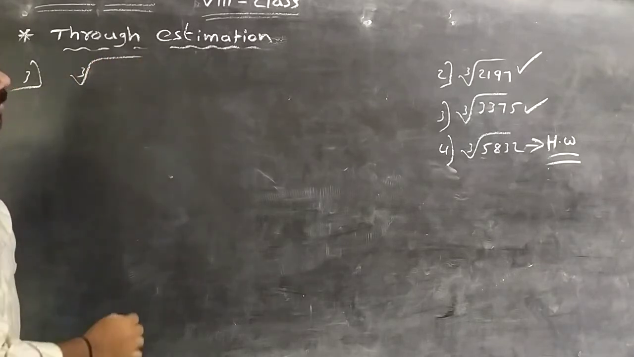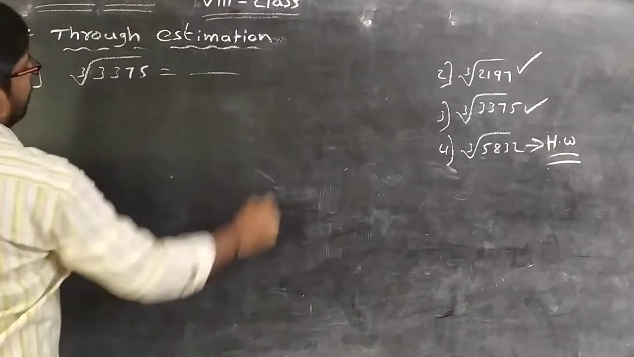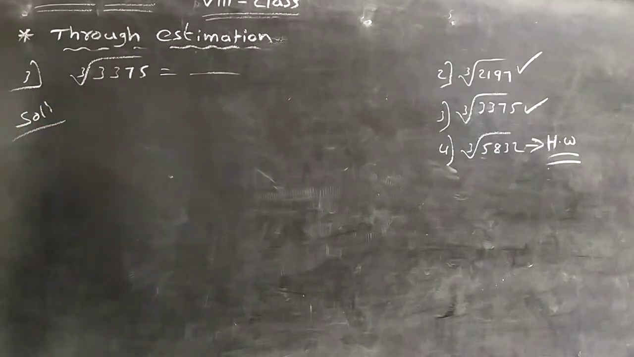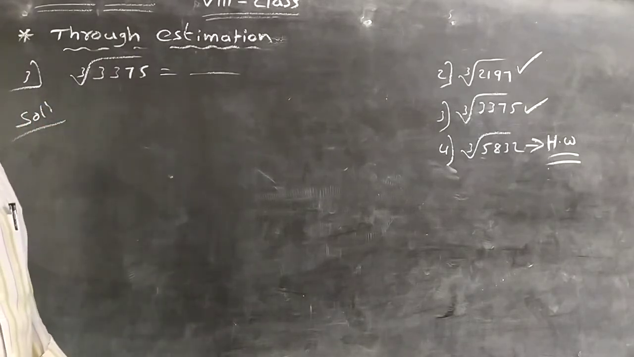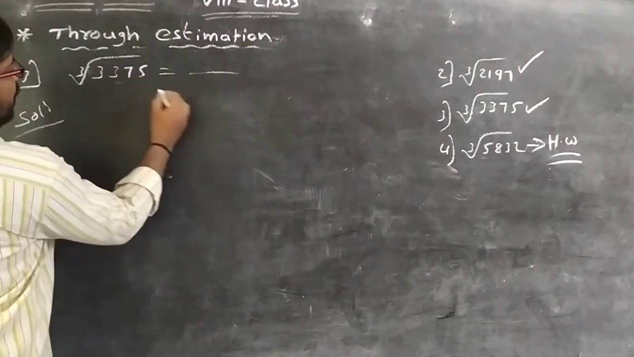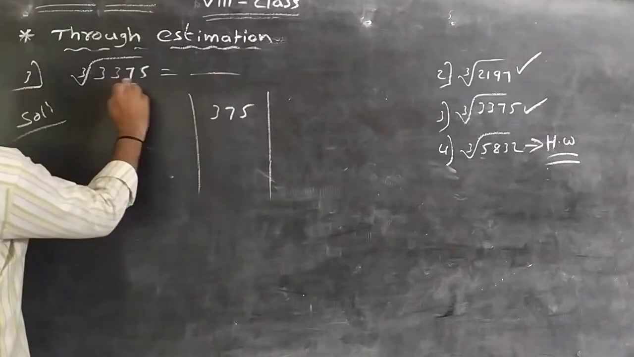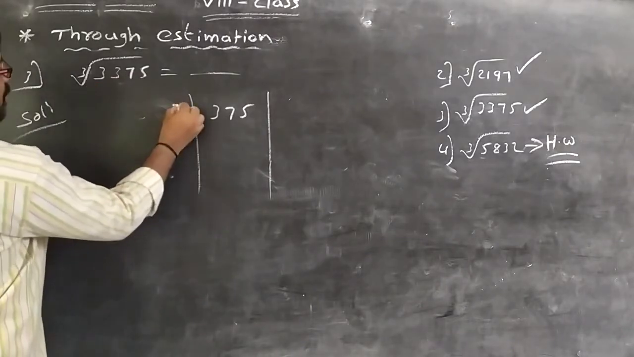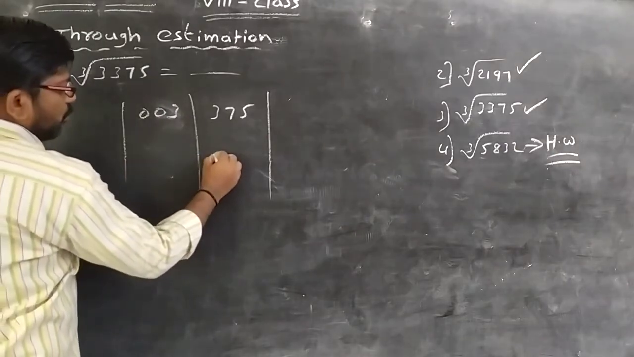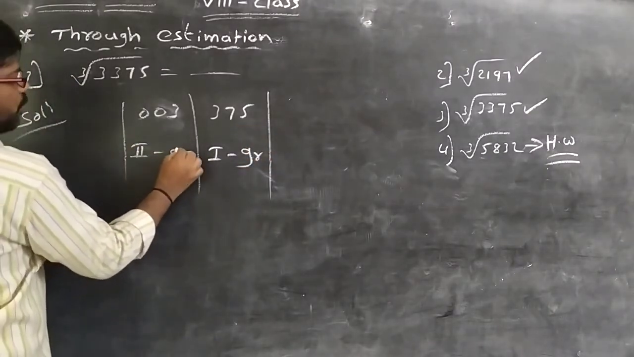The cube root of 3375. Right? So what is the first step? Divide into groups from right to left with three digits each. The first group is 375, and 3 is in the second group, with zeros on the left side. So it is the first group, right? And it is the second group.